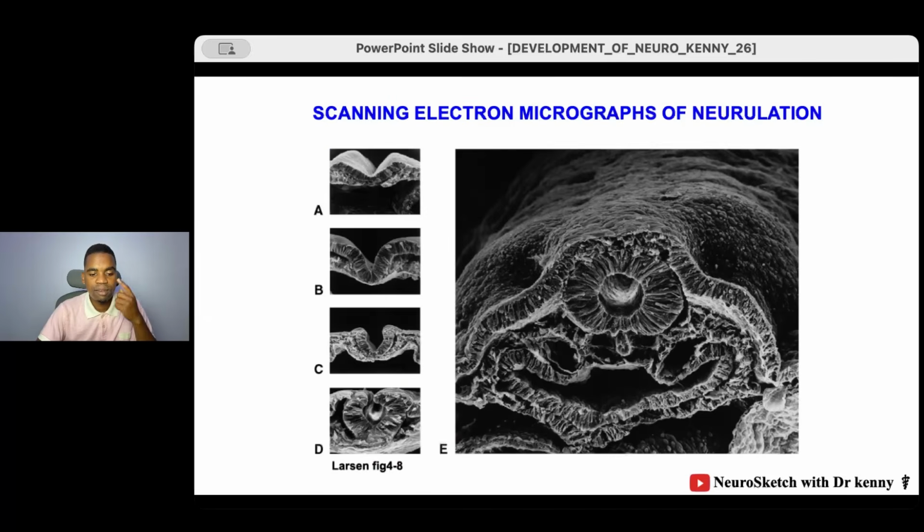This picture here summarizes the whole process all the way from the neural plate to the neural tube. This is the neural tube here, and this neural tube will later form the central canal of the spinal cord and the ventricles of the brain. The ventricles of the brain are coming from the neural tube. The central canal comes from the remnant of this neural tube. And this is the notochord, and these are the somites on either side of the neural tube.